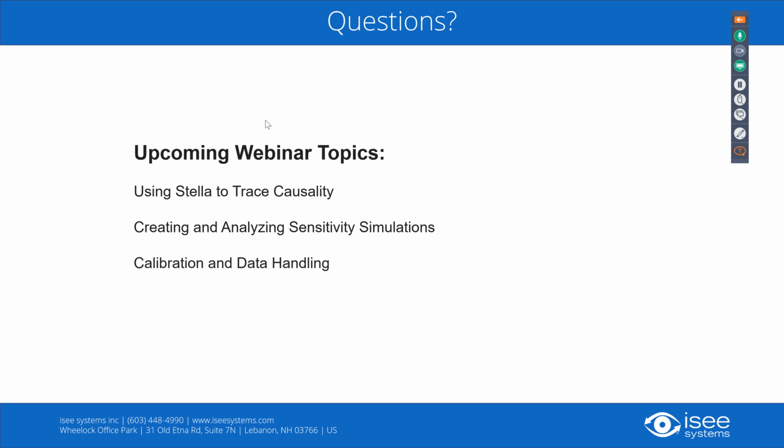So, can Stella maximize against multiple criteria? That is what the differential evolution method does. I didn't have time to go into it here, but it really maximizes each of the different criteria and lets you show a trade-off surface.